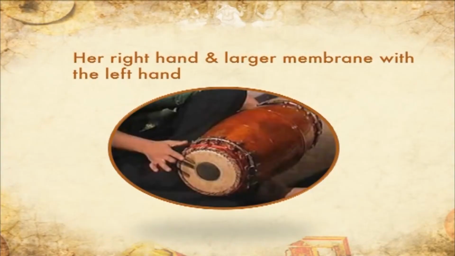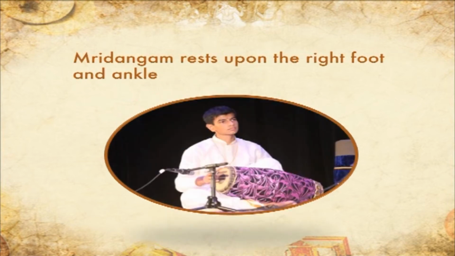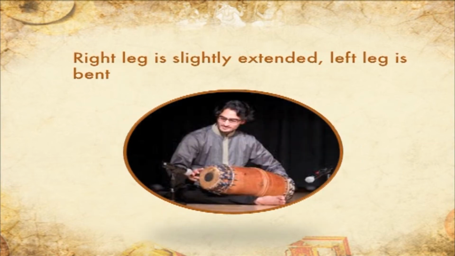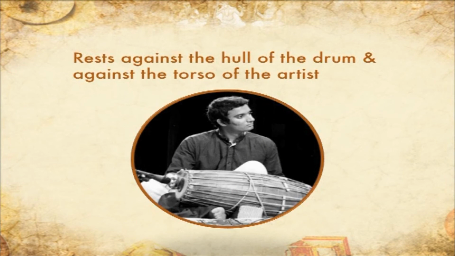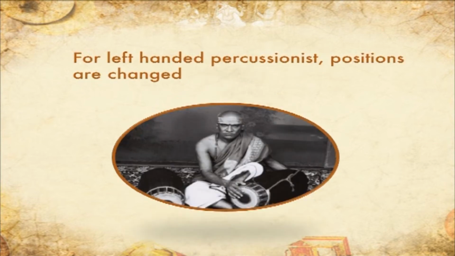right hand and the larger membrane with the left hand. The mridangam rests upon the right foot and ankle, the right leg being slightly extended, while the left leg is bent and rests against the hull of the drum and against the torso of the artist. For a left-handed percussionist, the legs and hand positions are changed.